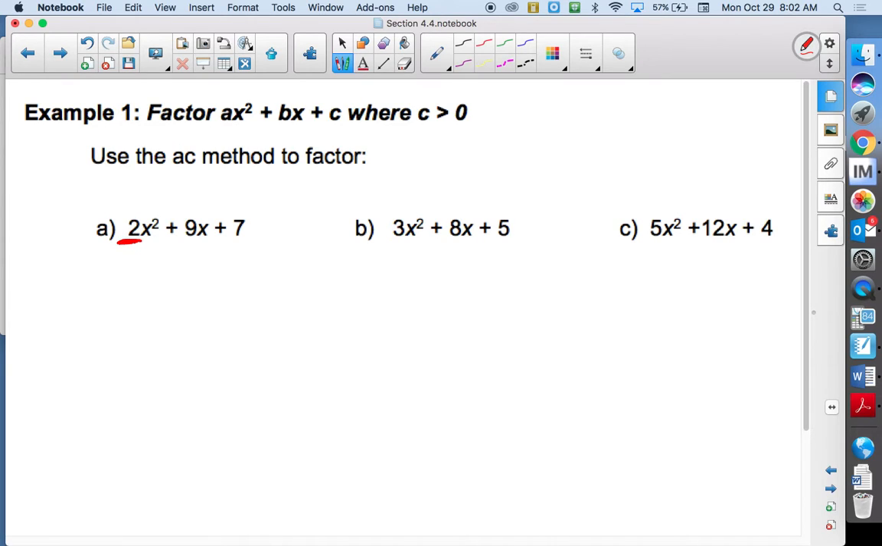So the first question, is there a GCF? Do 2, 9, and 7 have anything in common? That's always the first question to ask yourself. No, they don't have anything in common. They're 2, 9, and 7. So nothing in common there. So that means the next step, we're going to take A times C. So 2 times 7 is 14.